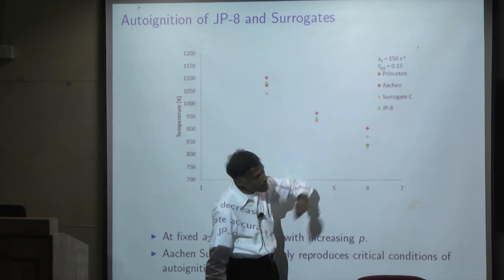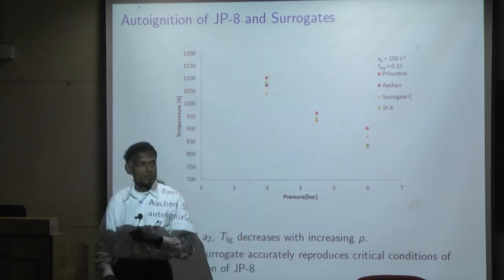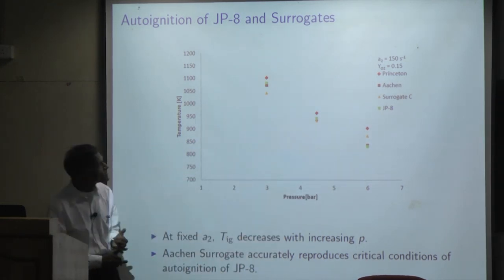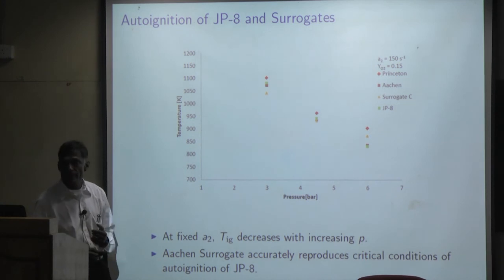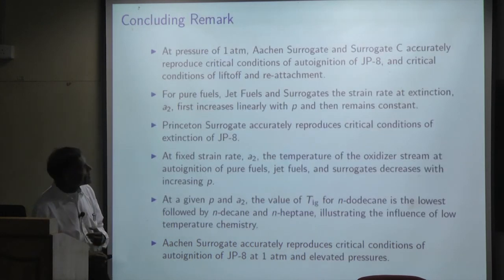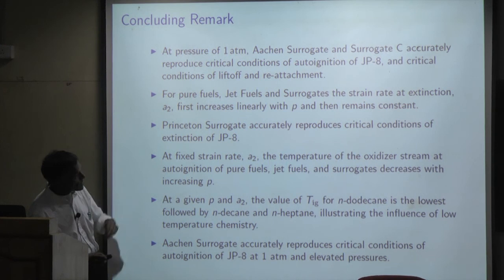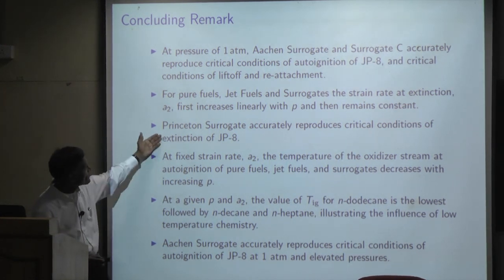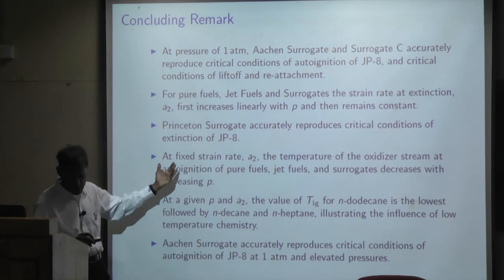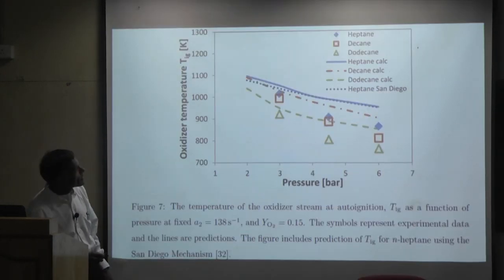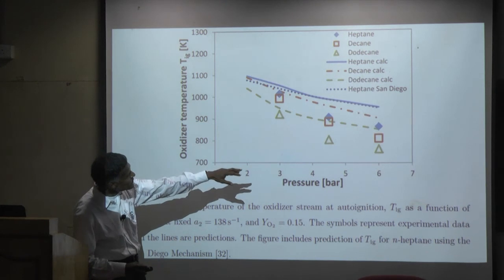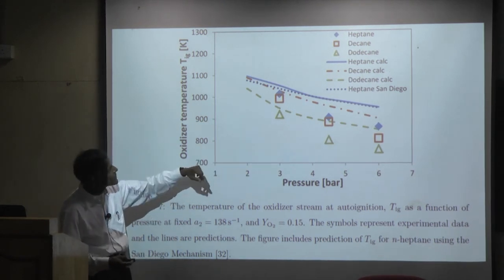Okay, the Aachen surrogate, which was designed for autoignition experiments, does a very good job in doing that. Okay, right. These are some concluding remarks. So the point here is that the Princeton surrogate is good for extinction, but the Aachen surrogate is good for autoignition. All right.